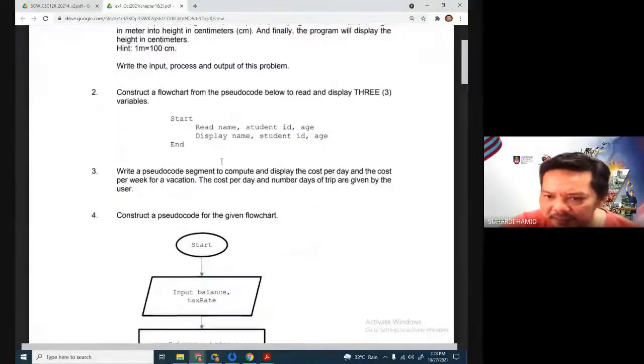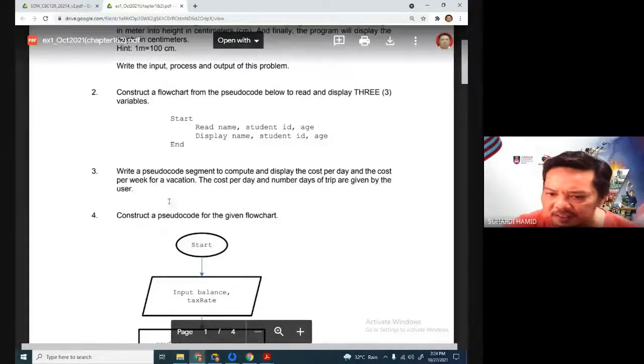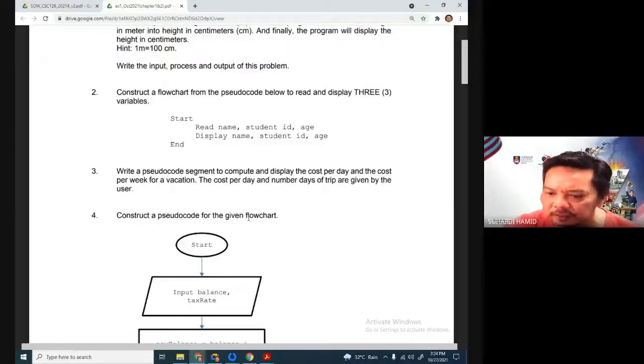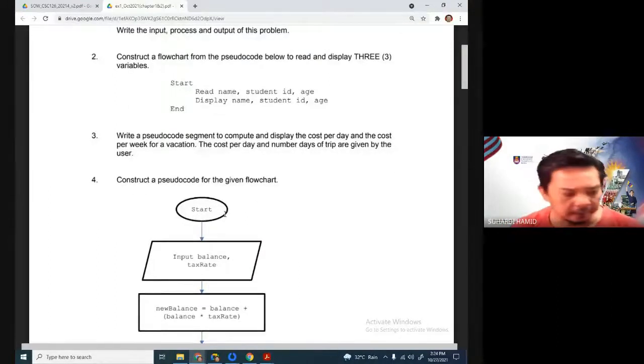Let's spend 10 minutes to answer question number 2. Construct a flowchart from pseudocode below to read and display 3 variables. Write the pseudocode segment to compute and display the cost, and they are not related, by the way. Cost per day and cost per week for a vacation, and construct a pseudocode for a given flowchart. Now, I would prefer if you write using pen and paper, and later on you can snap a picture when I ask you to show to the class. Okay? And we can share through WhatsApp. Is that all right?